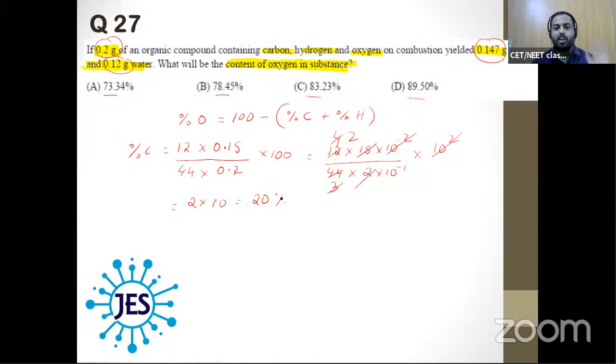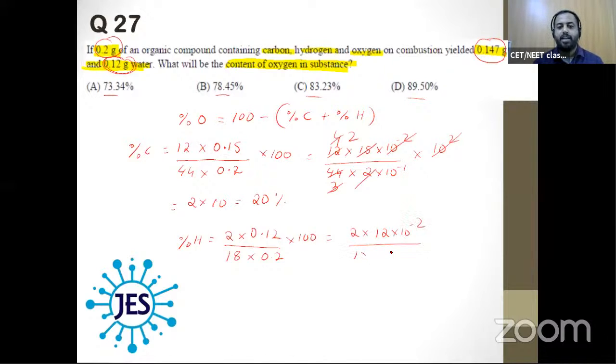Now calculate hydrogen in the same way. Percentage of hydrogen is given by the formula 2 into mass of water, 0.12, divided by 18 into 0.2, the mass of organic compound, into 100. Let us simplify in the same way. 2 into 0.12 as 12 into 10 power minus 2 divided by 18 into 0.2 can be written as 2 into 10 power minus 1, into 100.